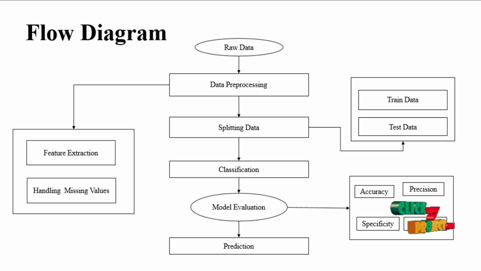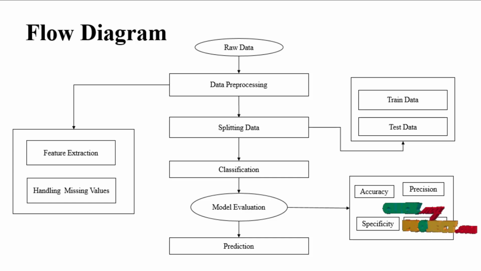After pre-processing, the next step is splitting. In this, the data is split into two parts: one is train data and another one is test data. 80% of the data is used for training purpose and the remaining 20% is used for test purpose. Once the model is trained, the next step is classification. In this, the test data evaluates the trained model.